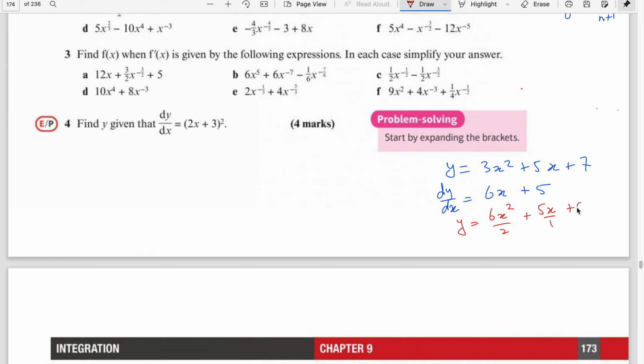So when you integrate, this becomes f(x). We increase 1 in power and divide by the new power. So for 6x^(1/2), we increase 1 in power, that is 3/2, and divide by 3/2. Increase 1 in power, divide by the new power. Increase 1, divide by the new power, plus c. And then we go for simplification.